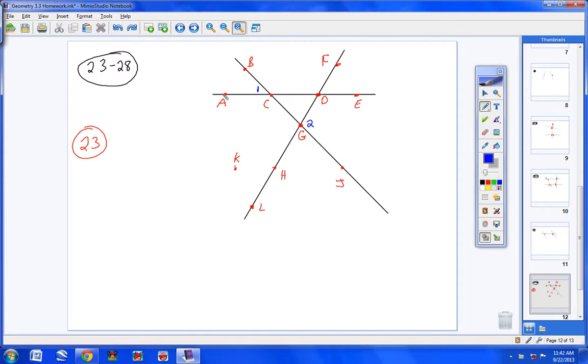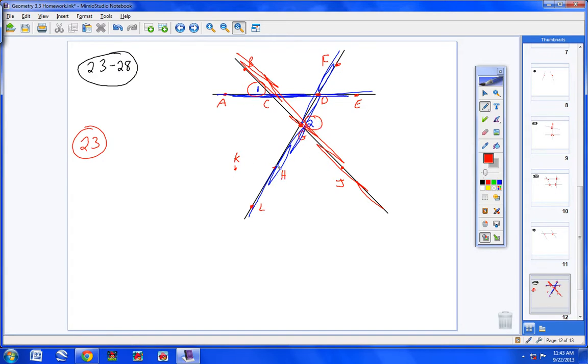Now that transversal is intersecting this line here and this line here. So there's your two lines being cut. I'm going to go and do my transversal in red. So there's your two lines being intersected by this transversal. Now, notice 1 is outside the blue line. Notice 2 is outside the blue line, and they're on different sides of the transversal.